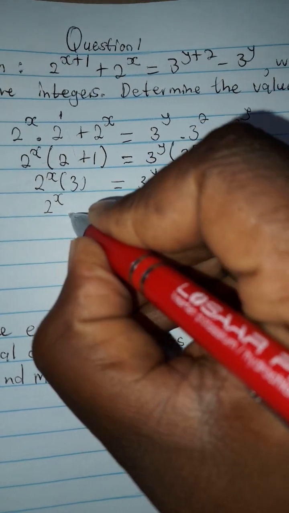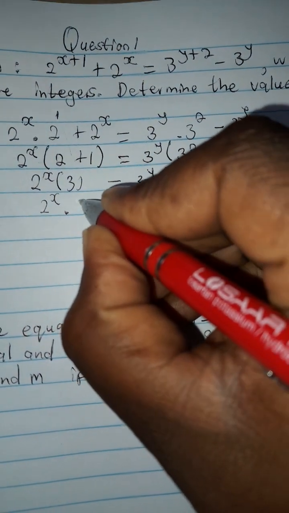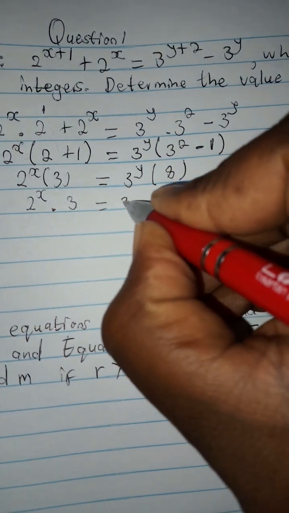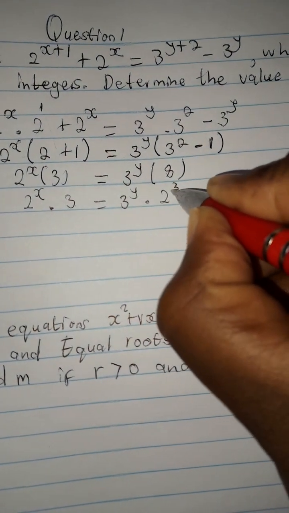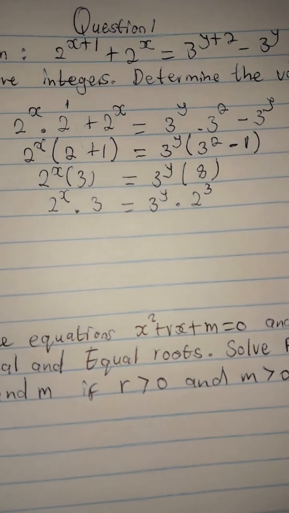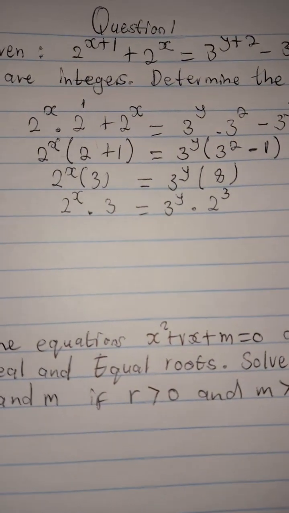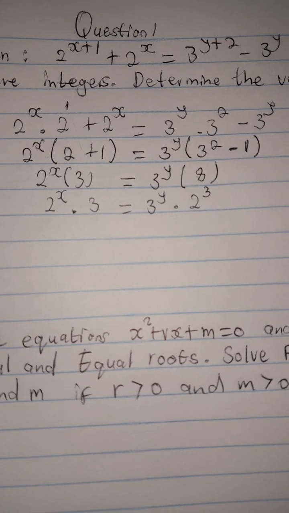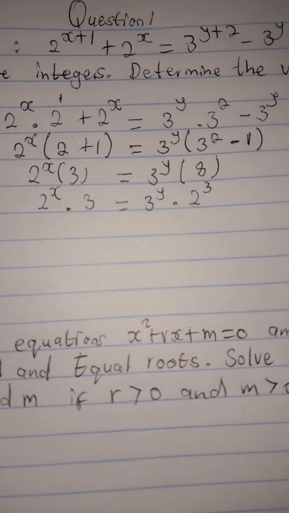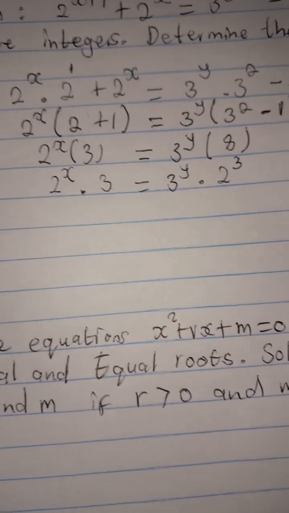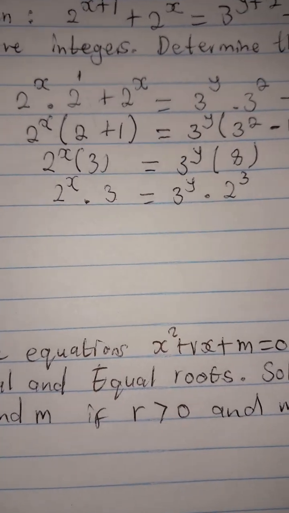Okay, let's continue. Remember that we have 2 to the power of x times 3 there, and we have 3 to the power of y. We can change 8 to an exponential, so it will be 2 to the power of 3. Yes, you can use shift factor on your calculator, or any calculator that supports exponents.